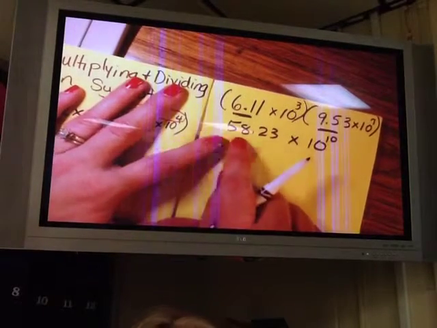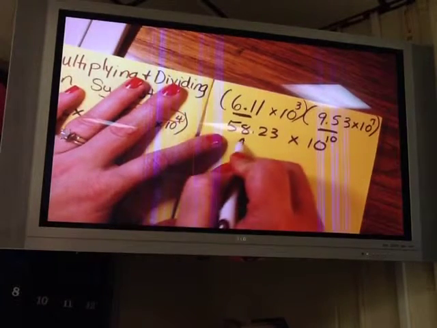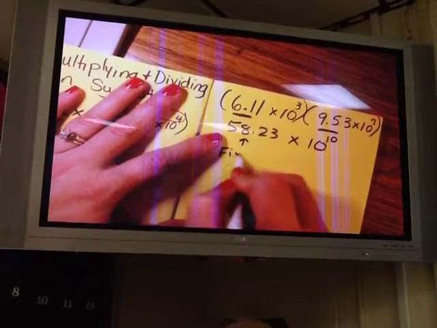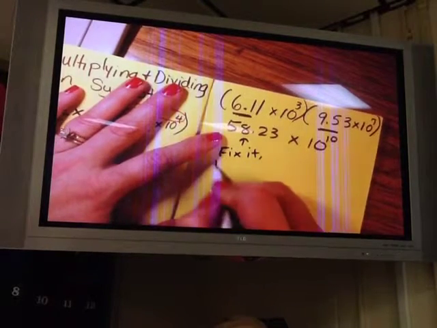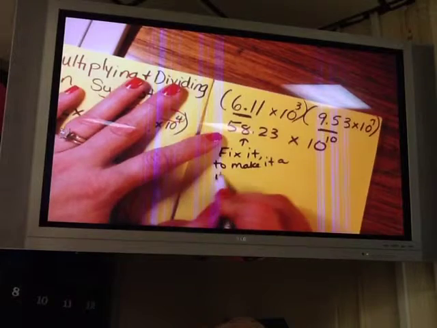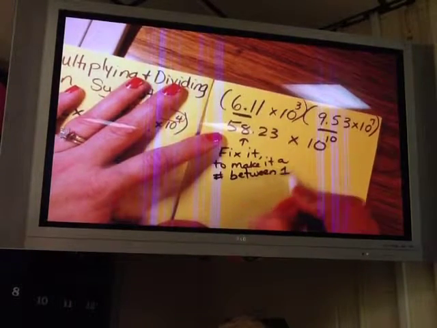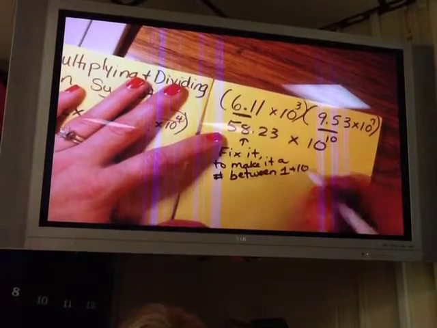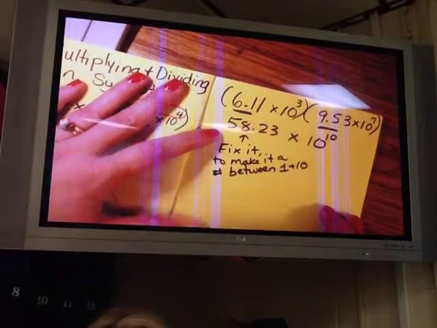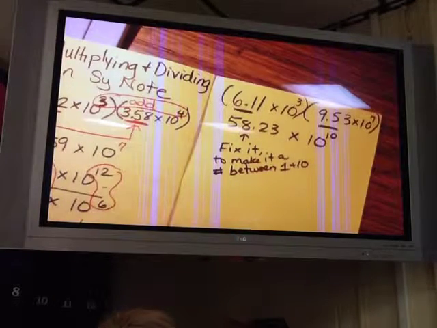Okay, this needs to be a number between 1 and 10. So let's put a little note here that says I have to fix this. Fix it to make it a number between 1 and 10. All right. So to fix it, we're going to have to move the decimal, correct? Yeah. If we move the decimal, we have to do something with our exponent as well.